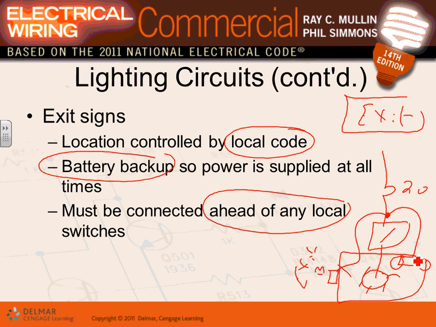Now, what if we combine the emergency light with the exit sign as a combo? They can put little bug eyes here and you feed them from the same location, ahead of the switch, because you don't want to switch them. What happens if somebody tampers with this and turns the circuit breaker off, accidentally or intentionally, or a storm hits the transmission line and we have no power?